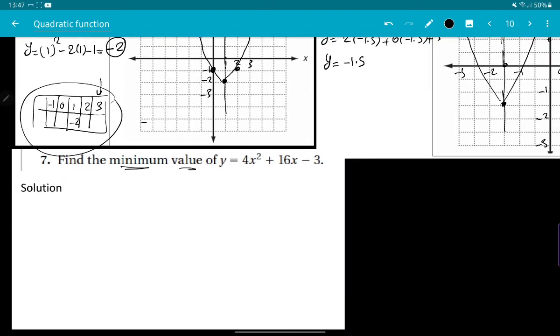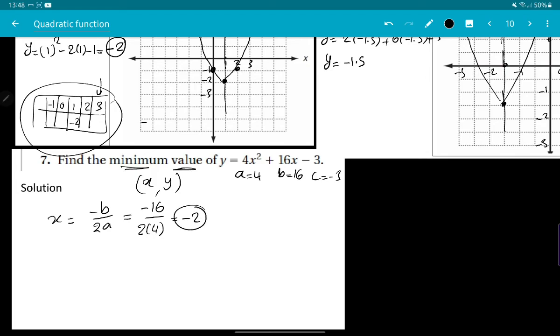Find the minimum value. The minimum value is the y-coordinate of the vertex. How to know the y-coordinate? You need first to calculate the x-coordinate. So this is a equals 4, b equals 16, c equals -3. How to calculate x? -b over 2a. Then -16 over 2 multiplied by 4, which is 8. The answer will be -2.